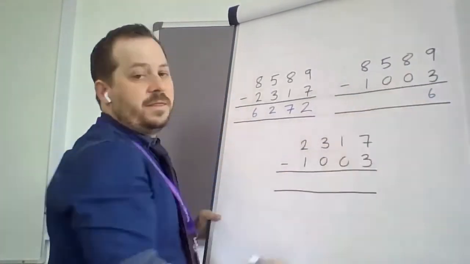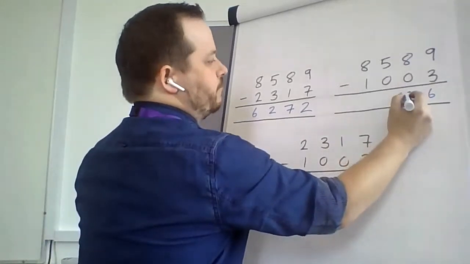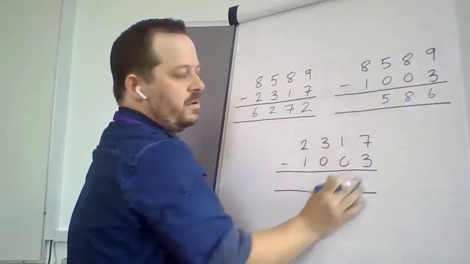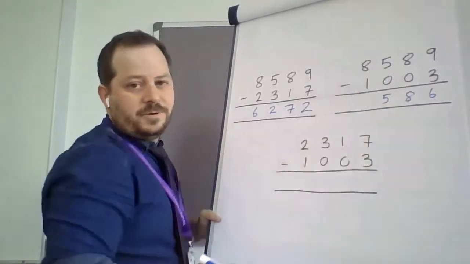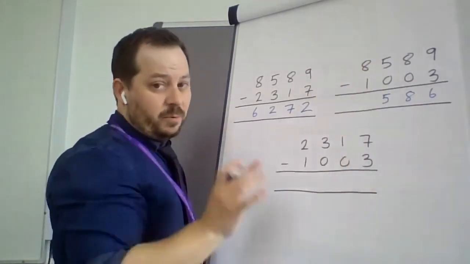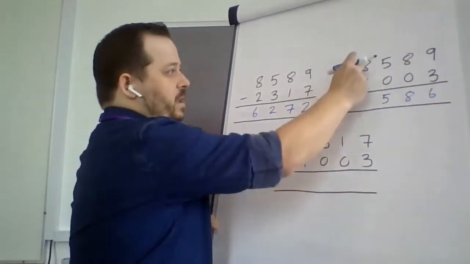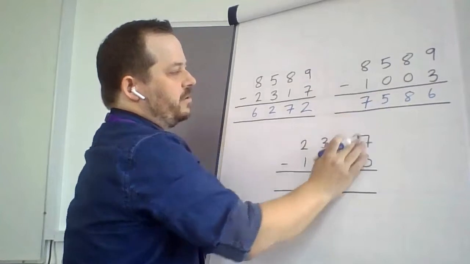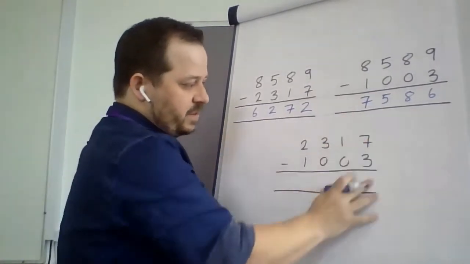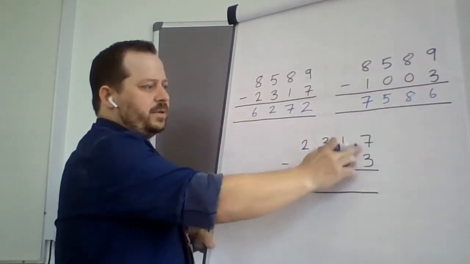Over onto this one, we've got 9 minus 3, which is 6. We've got 8 minus nothing, which is 8. We've got 5 minus nothing, which is 5. I always like it when we have zeros on the bottom here, it just makes our life much, much easier. Different story if it's on top, but we'll go through that in the next lesson. 8 minus 1 is 7. Our answer is 7,586.